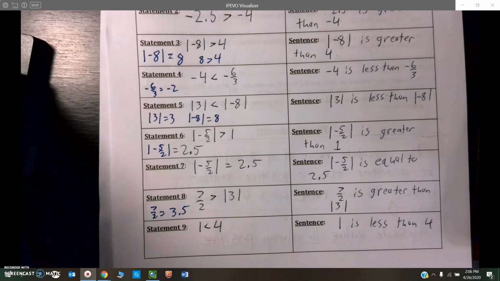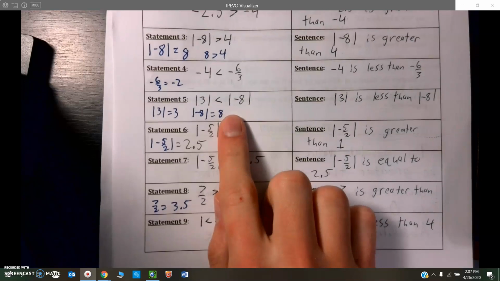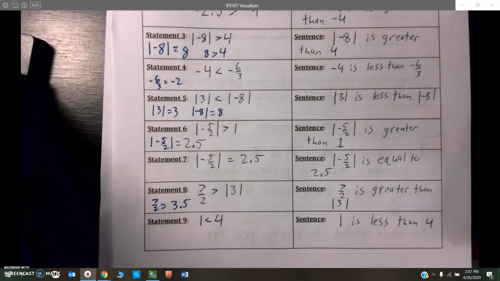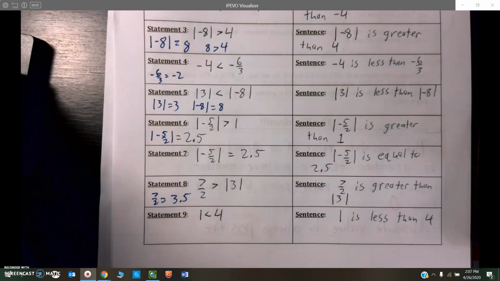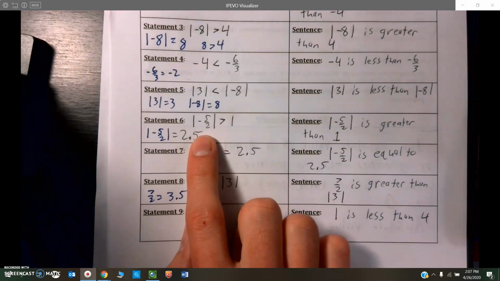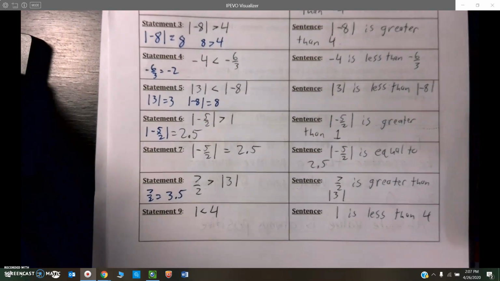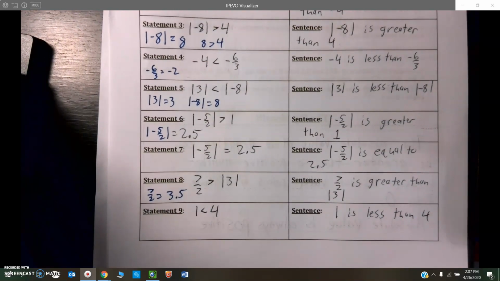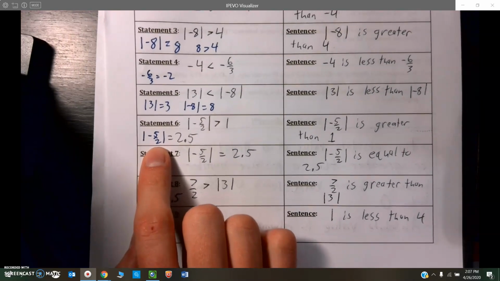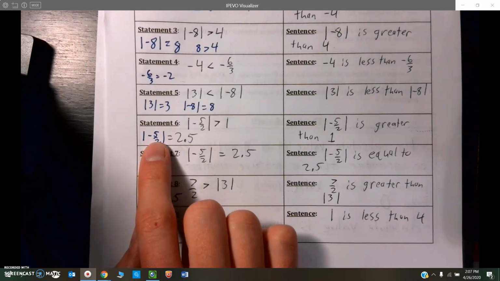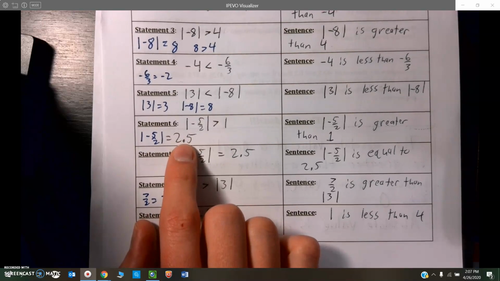So it's really important when we work with these absolute values that we reorient our mind. Whenever you see this absolute value notation, your mind needs to shift to not the value of the number inside, but the number inside's distance from 0. For statement 6, I said the distance of -5/2 from 0 is greater than 1. Once again, I used the notion that fractions are division. So I did 5 divided by 2, which is 2 5/10.